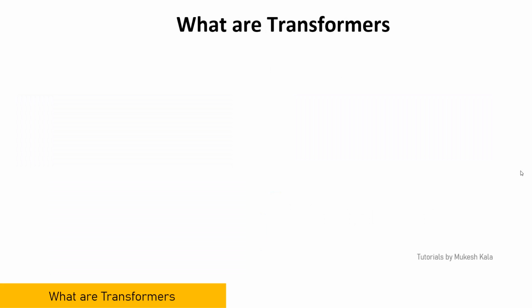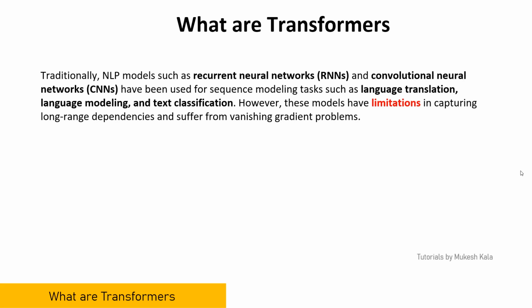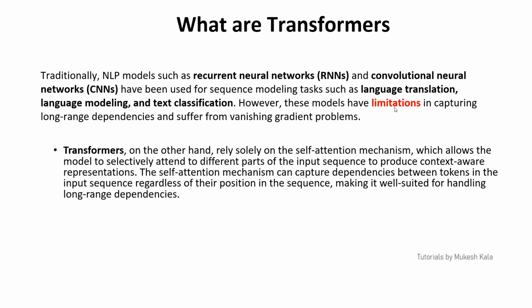Okay. Now let's talk about the theory. What exactly are these transformers? Traditionally, NLP models, natural language processing models such as RNN, we have seen what RNN is and we have seen what CNNs are as well, right? These have been used for sequence modeling tasks. However, these models had some limitations which we have just discussed. Transformers, on the other hand, rely on the self-attention mechanism. I hope now you understand what the self-attention mechanism is, which allows us to get the context of the complete sentence, right? The self-attention mechanism can capture the dependencies between the tokens in the input sequence regardless of their position in the sequence, making it well suited for long-range dependencies.